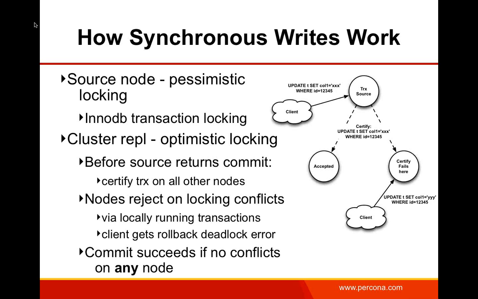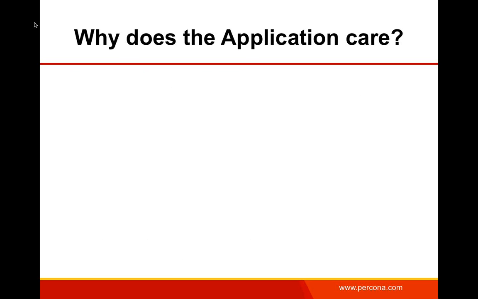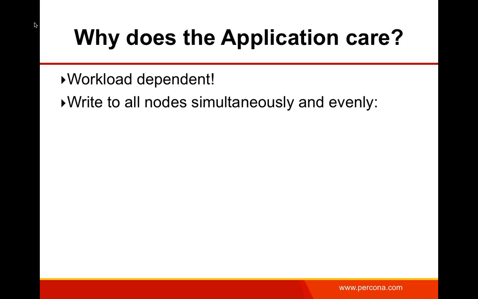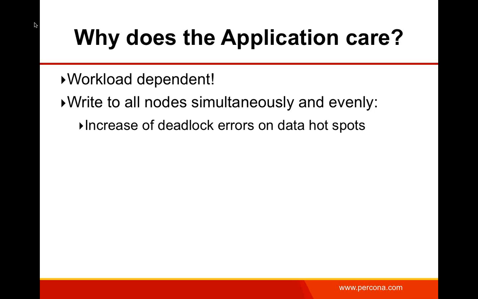It's optimistic locking across the cluster. We don't go lock everything on every node everywhere before we commit. So because of that, why do we care? Well, it's really workload dependent. But if you write to all the nodes in the cluster simultaneously and evenly, so you just have a load balancer with a standard load balancing algorithm across the nodes, then what's going to happen is you may get an increase of deadlock errors on hotspots inside your data.